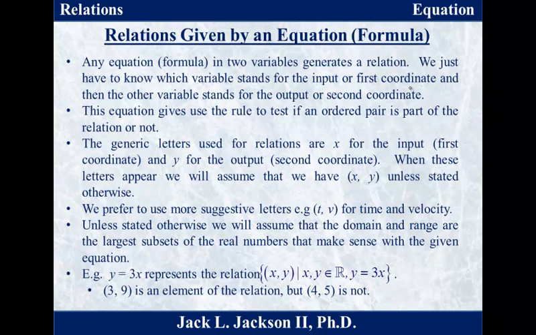Now again, this gives you a little rule to check. 3 comma 9 is an element, because if we plug 3 in place of x, on the right side we've got 3 times 3, which is 9, and we plug 9 in place of y, so 9 equals 3 times 3. That's a true statement, so 3, 9 is an element. But if we try 4, 5, we put the 4 in place of the x and the 5 in place of the y: 5 equals 3 times 4. That's a false statement, so 4, 5 is not an element in the relation.